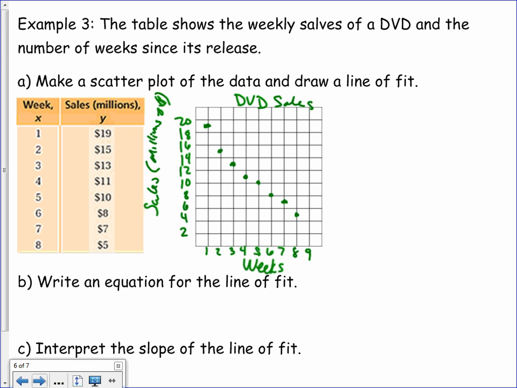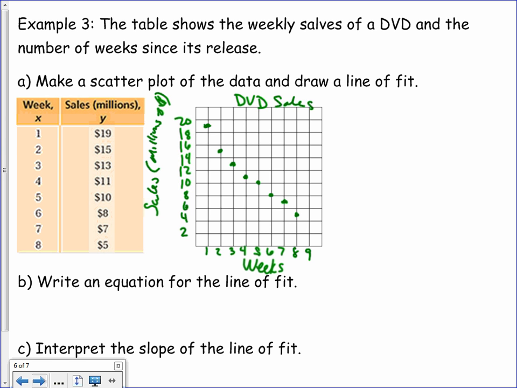Now that's our scatter plot. Now we want to draw a line of fit. So we want to draw a line that's going to go through at least two of these points, where we're going to have about an equal amount of points left above and below the line.